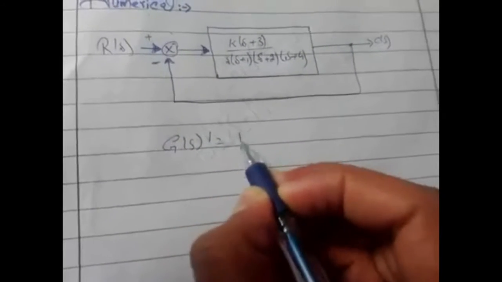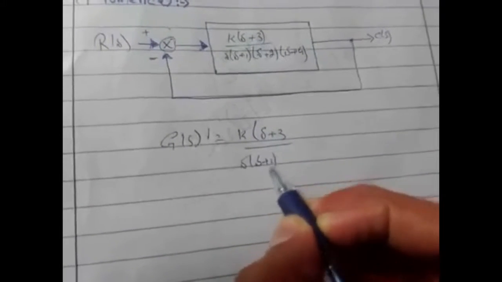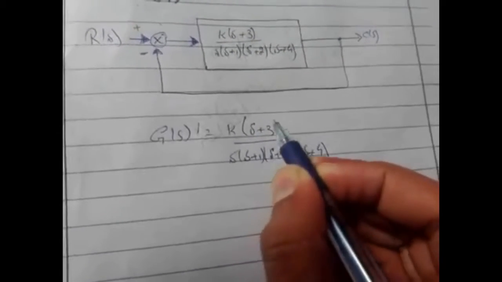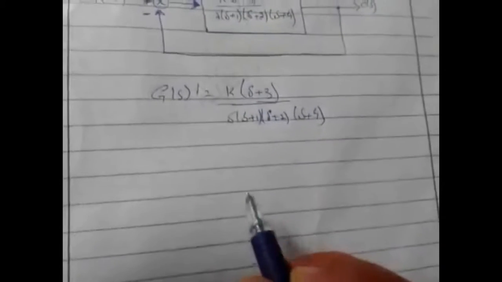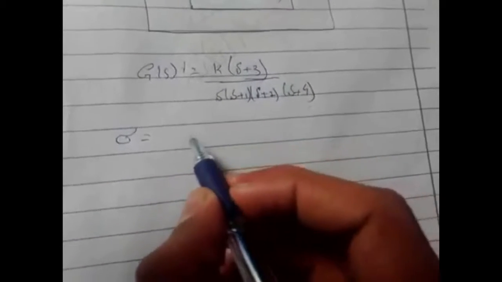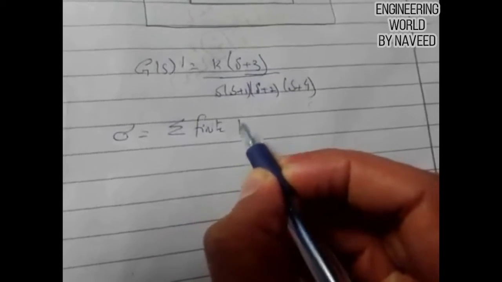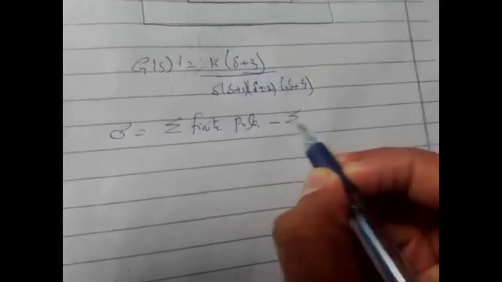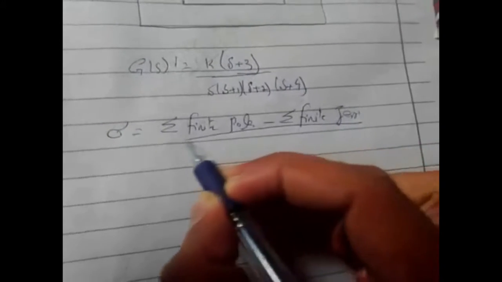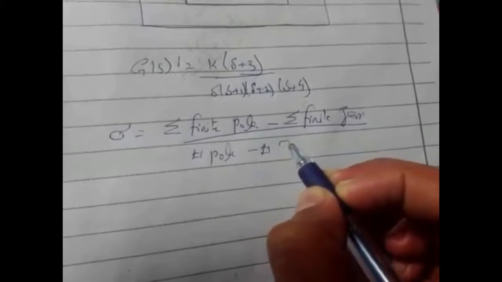is equal to K(S plus 3) divided by S into (S plus 1)(S plus 2)(S plus 4). So here we are using the formulas which I already discussed in the previous video. The formula is the sum of all the finite poles minus the sum of all the finite zeros divided by the number of finite poles minus the number of finite zeros.